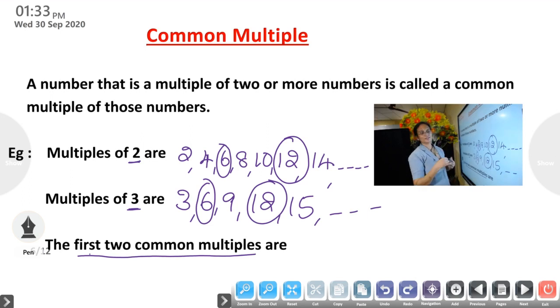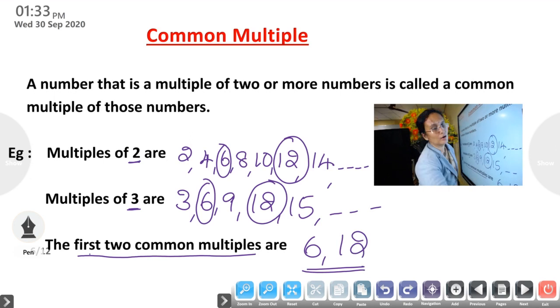If you continue this, you will again get common multiples. But your question is, you have to write only the first two common multiples. So what is the answer? First two common multiples are 6 and 12.